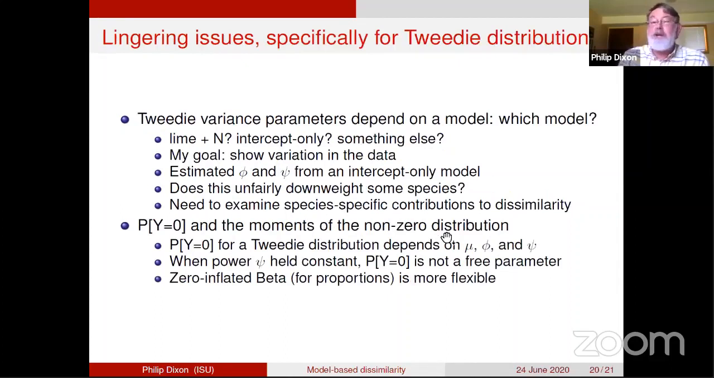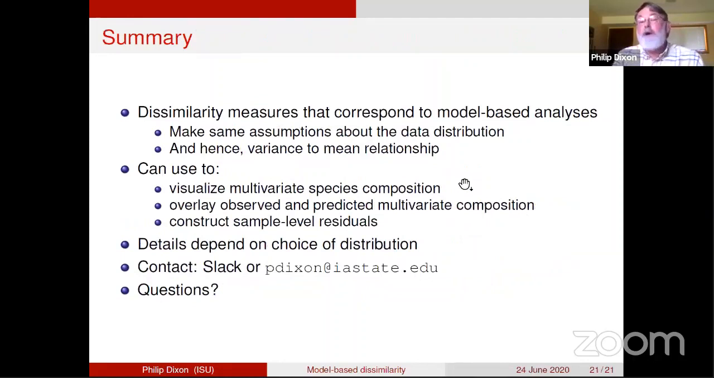There are a couple of lingering issues specifically for the Tweedie distribution that deal with which model are we going to use to estimate those nuisance parameters, connections between the probability of a 0 and the moments of the non-zero distribution, which are issues with Tweedie distributions in particular, which zero inflated beta distributions do not have those issues. And I'll be happy to talk about those later for anybody that is interested.